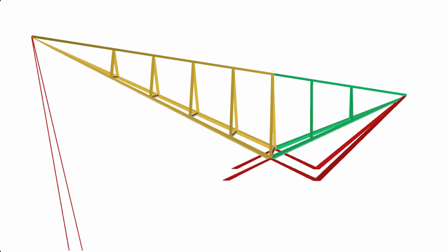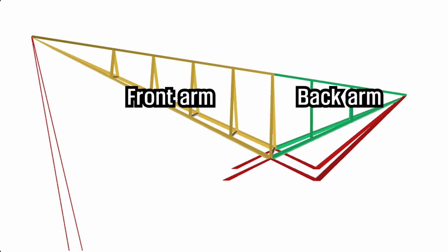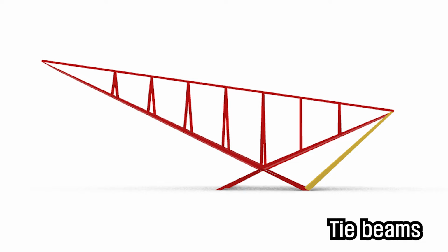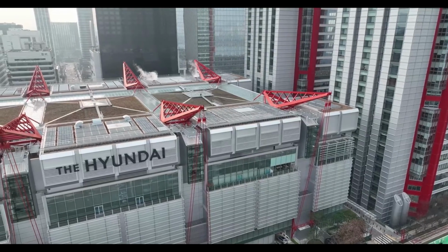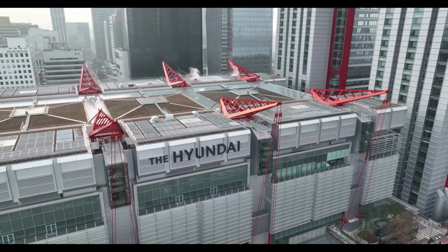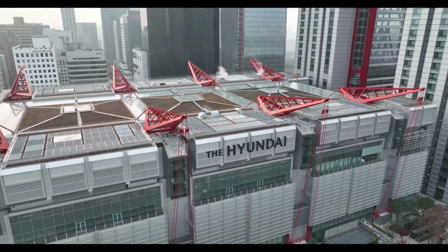Each crane consists of several parts, with the shape of a triangle in which the front and back arms are narrowed upward, and these arms are joined in the lower torso and supported by leg parts. Tie beams, top bars, and leg braces exist to disperse the loads and increase stability. And this structure makes a special shape and makes the most significant design of the Hyundai Seoul.